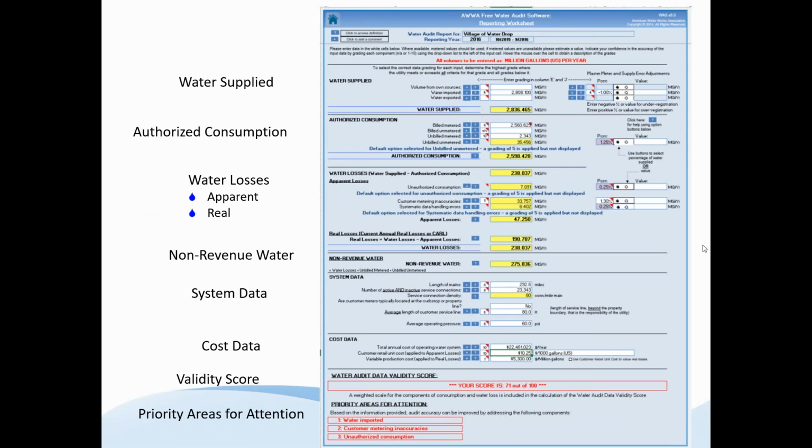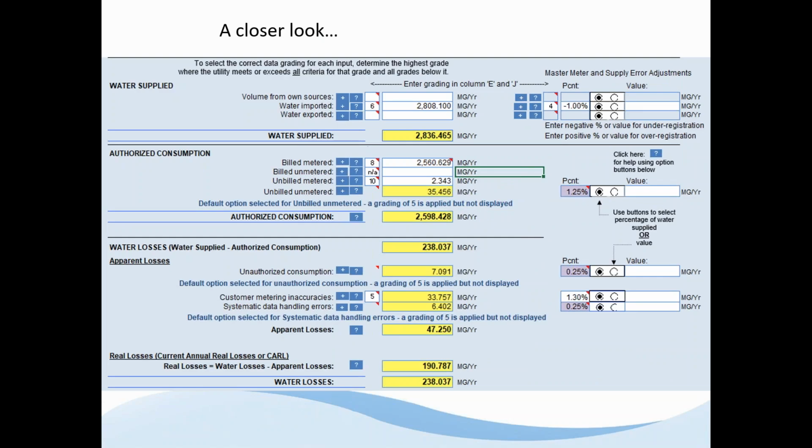So anyway, we go through these areas, and we want to look at each of these areas and kind of pick them apart, so we have a good indication of what's happening in our system. And as you can see here, we have our water supplied.